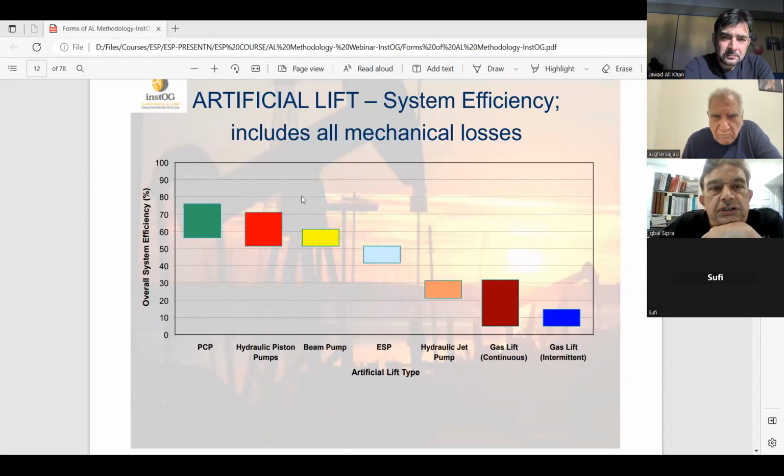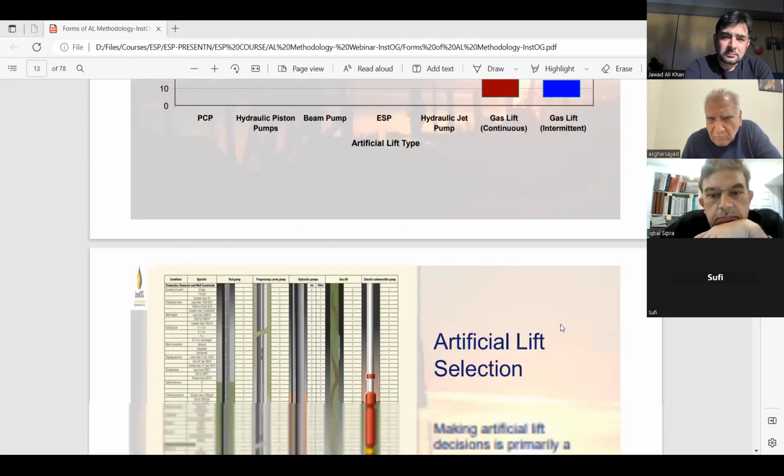Regarding artificial lift system efficiency, the most efficient system is PCP. Then comes the hydraulic piston, then the beam pump. Then ESP is somewhere in the middle, about 50 to 60%. The hydraulic jet pump is at the tail, and gas lift is also at the tail, with gas lift intermittent at the bottom.